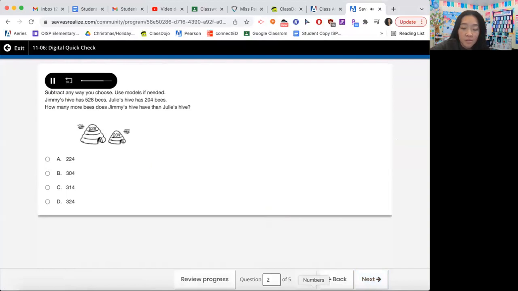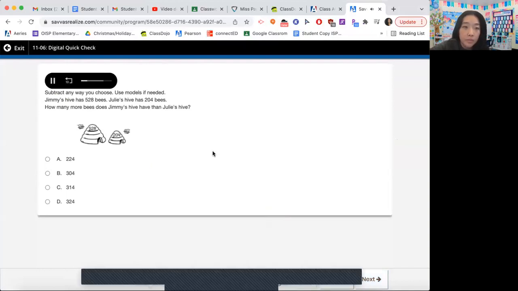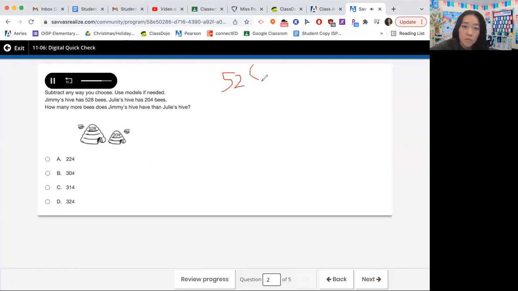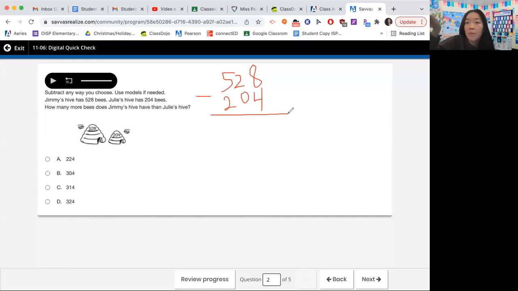Okay. Subtract any way you choose. Use models if needed. Jimmy's hive has 528 bees. Julie's hive has 204 bees. How many more bees does Jimmy's hive have than Julie's hive? Okay, we are going to use models. There's no regrouping in this one, so let's actually use the number line, I guess it would be called.